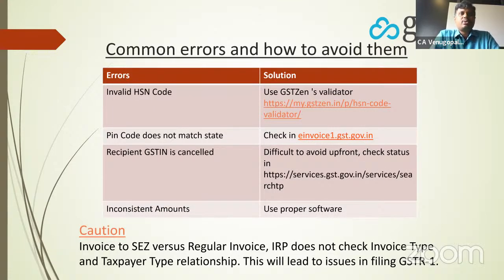On the GSTZen portal, you have validators which will tell you what the HSN should be, what the PIN code should be, and if the recipient's GST is cancelled, what are the things you have to do, etc. All the information is available.